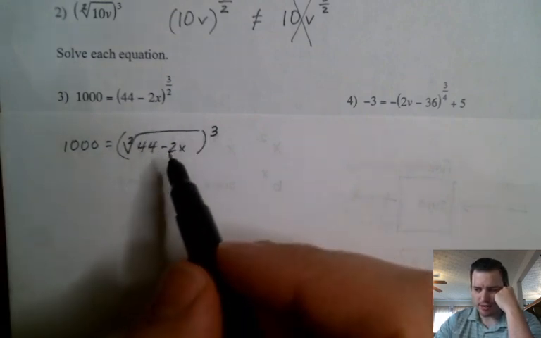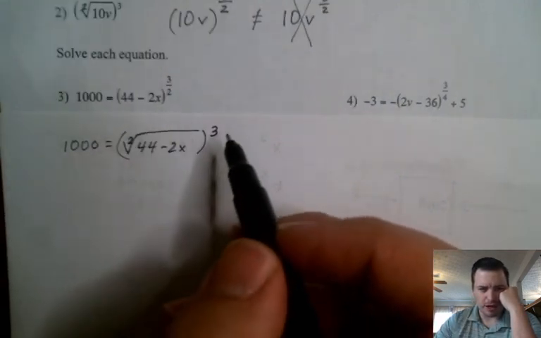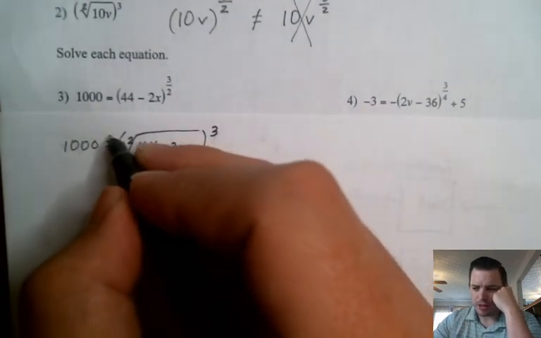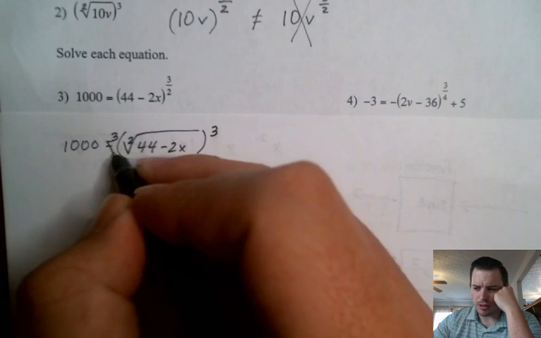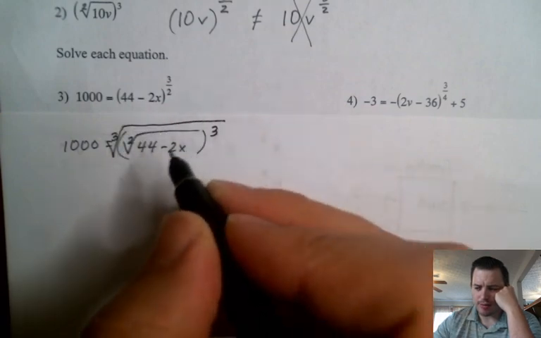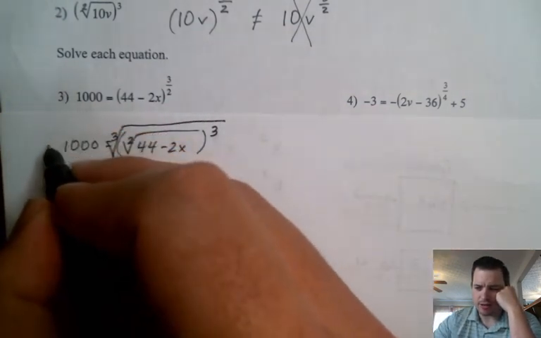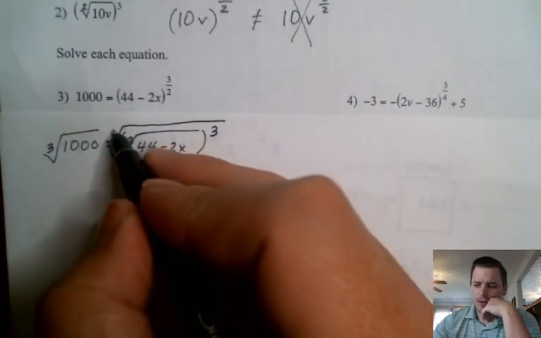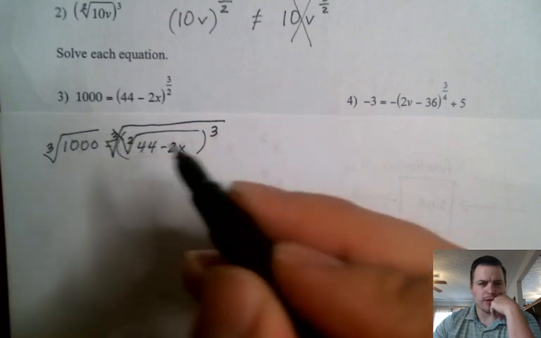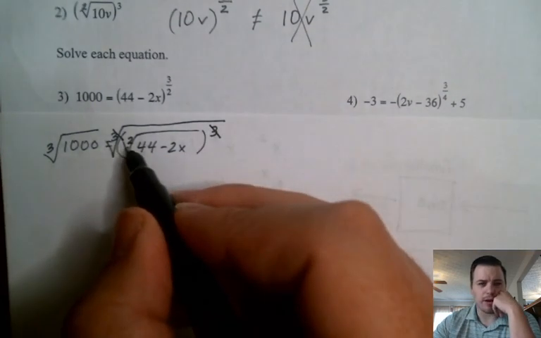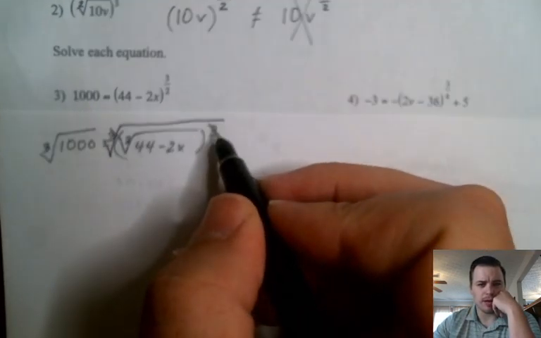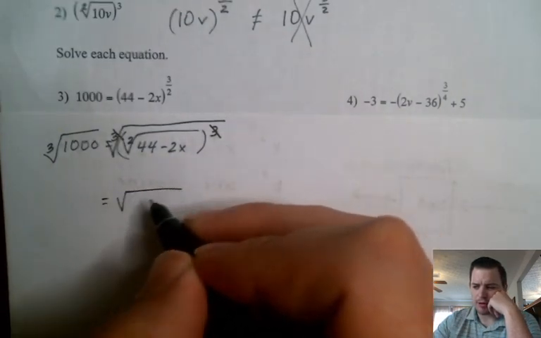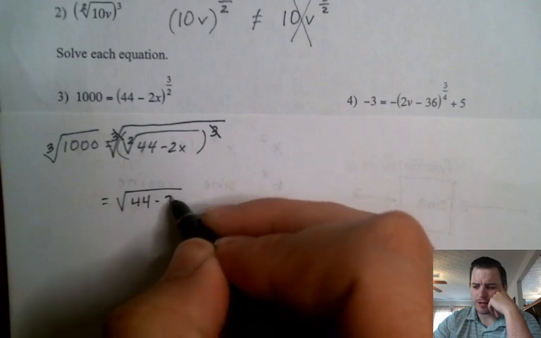So we just ask ourselves, what's the inverse operation of cubing? Well, the inverse operation of cubing is to cube root. So I'm going to cube root this side, and what I do to one side, I've got to do to the other side. The cube root and the cube, not the square, but the cube root and the cube cancel, leaving me on this side the square root of 44 minus 2x.